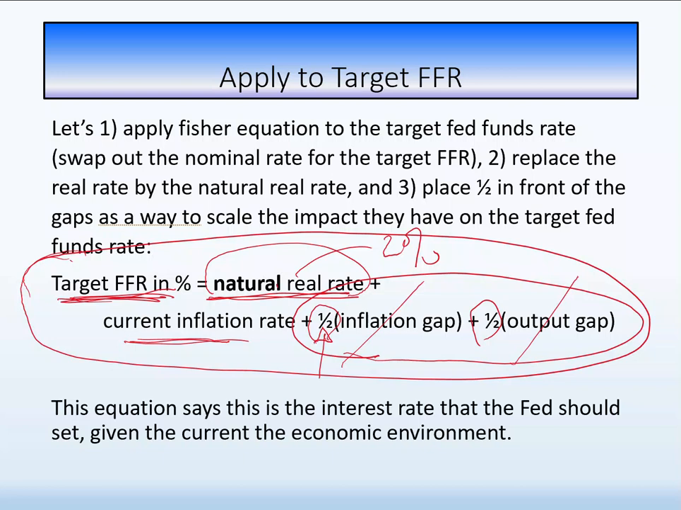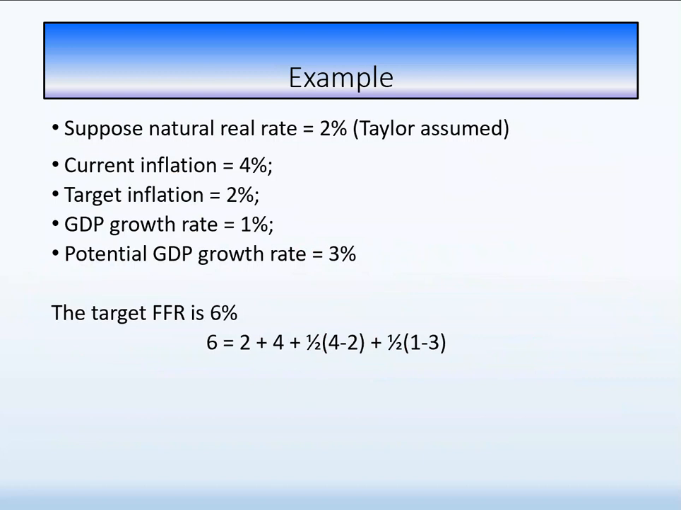But you can adjust this equation. The Taylor equation was created in the early 1990s. Things have changed. So the natural real rate may have changed, and the coefficients can be adjusted as needed over time. For our purposes, we're going to stick with this form of the equation. Just keep in mind that if you read other literature on the Taylor equation, you may see some slightly different coefficients. So let's apply this to an example.